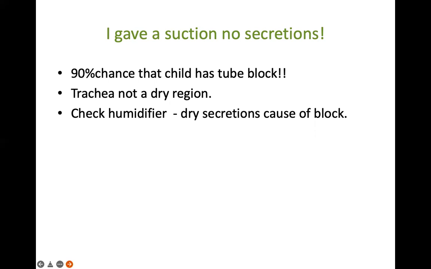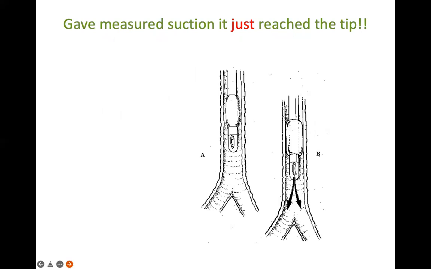This would happen especially when your humidifier is not working. So the moment you get a dry suction, immediately look whether the humidifier is working. And if the humidifier is not working, high chance that the secretions have dried up and caused a tube block. So next time, be aware of that. Now let us take the second one.